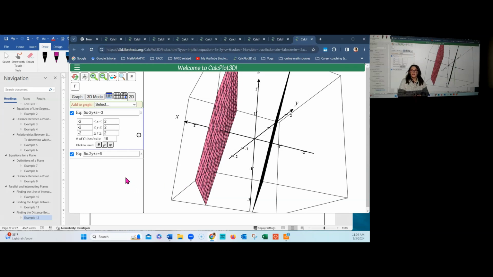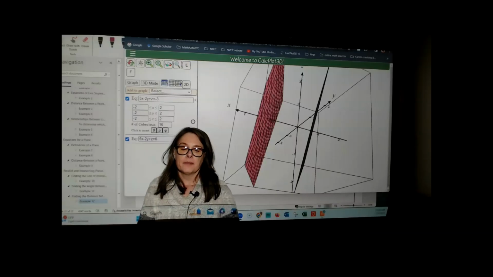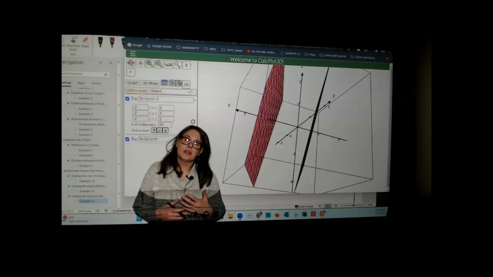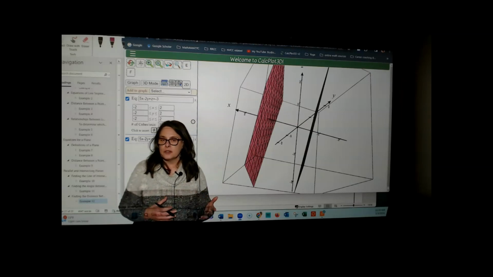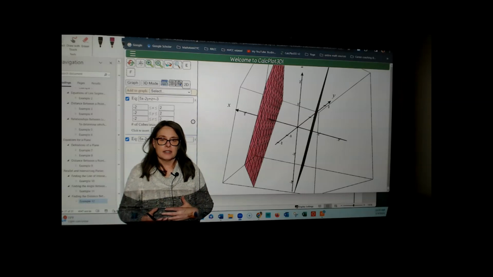So I hope that you have gotten a lot out of this particular video. What we're going to be doing in the next video is we're going to be talking about something called cylinders and something called quadric surfaces. So quadric surfaces may include some types of cylinders, but not all cylinders.